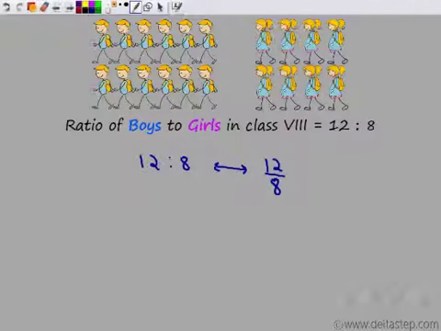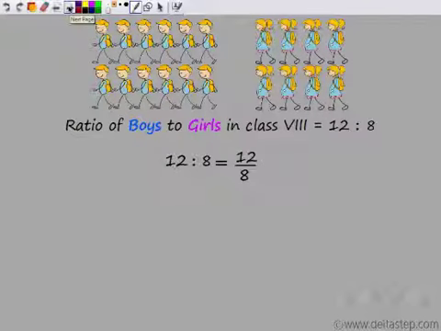Now when we have division, we can divide the numerator and denominator by the same number. That does not change the fraction. Further, you can divide both the numerator and denominator by the same number. That would not affect the fraction. So let's say I divide both the numerator and denominator by 4. What do I get? 12 divided by 4 gives me 3. 8 divided by 4 gives me 2. So this is what I get, 3 by 2.